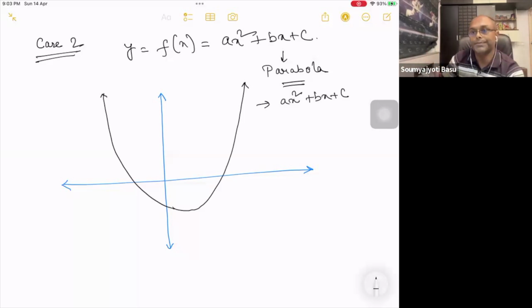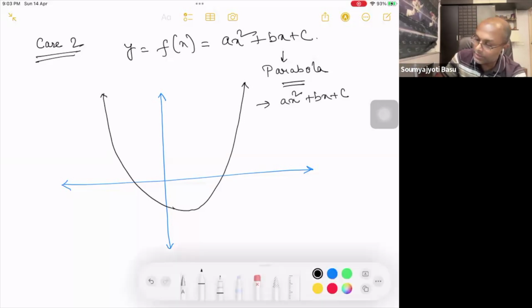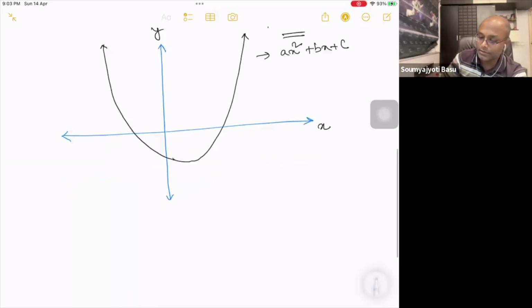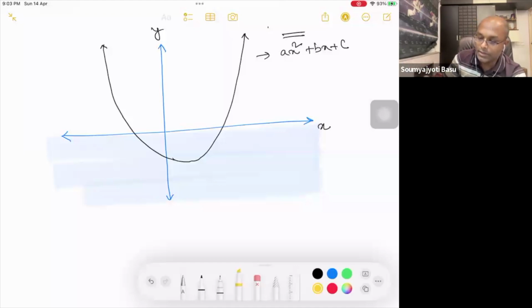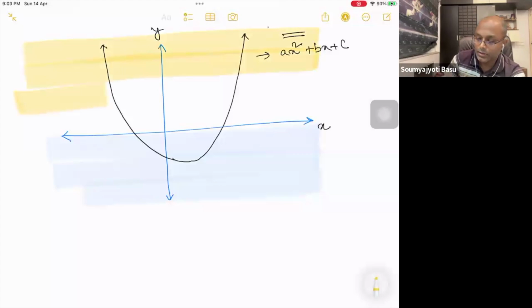Anyway, now in this particular case that we have drawn over here for ax squared plus bx plus c, even here, anything which is above the x-axis is positive for this particular function, and anything which is below is negative. So this region, the value of the function is negative, whereas in this region, the value of the function is greater than 0.